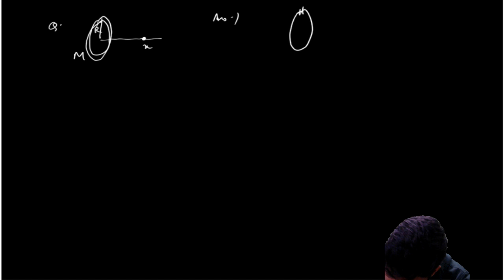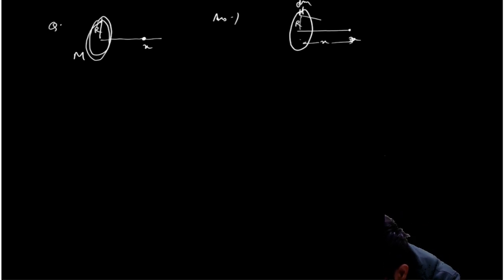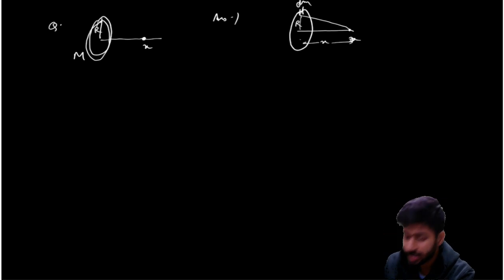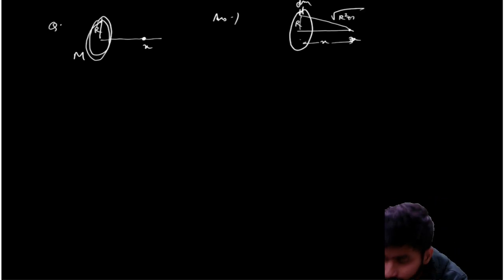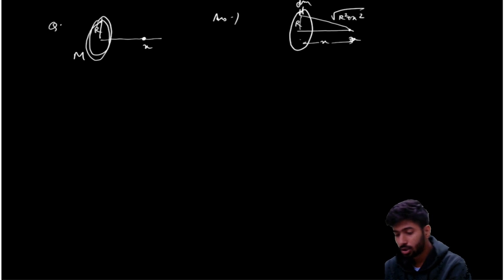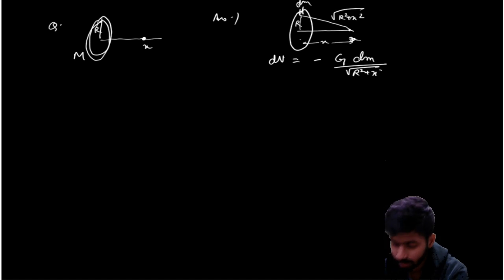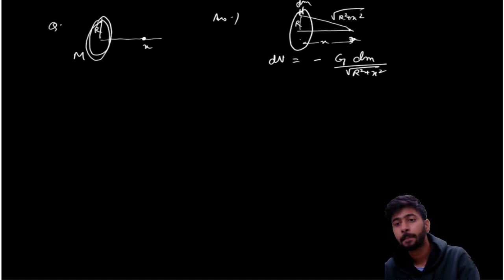You take a small mass dm, and calculate the value of the field at a distance x. This is r. So the distance of that point from dm will be nothing but under root r square plus x square, right? Just applying the hypotenuse, like the Pythagoras theorem. So the small field at that point due to the small mass dm is minus G times dm by under root r square plus x square. Right. This is your dV.